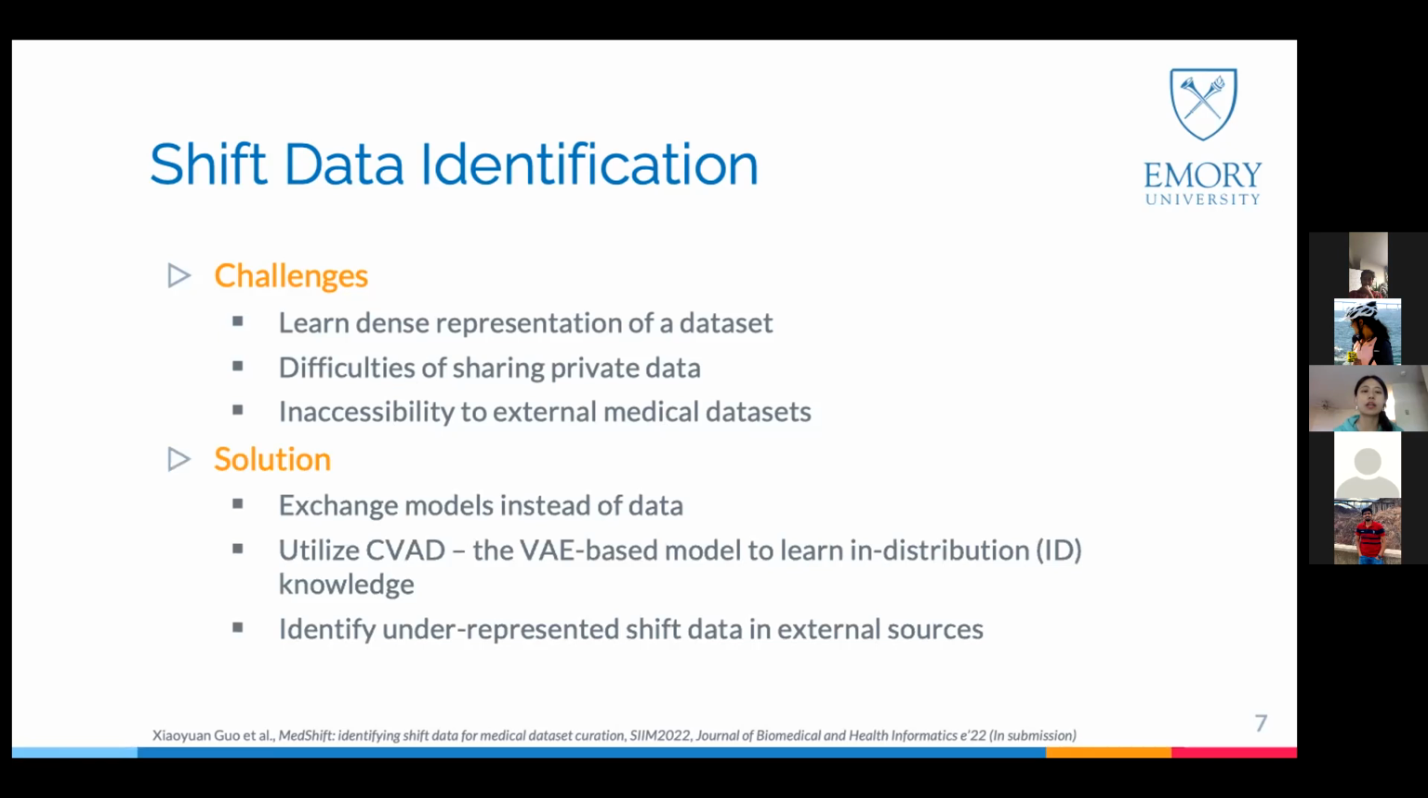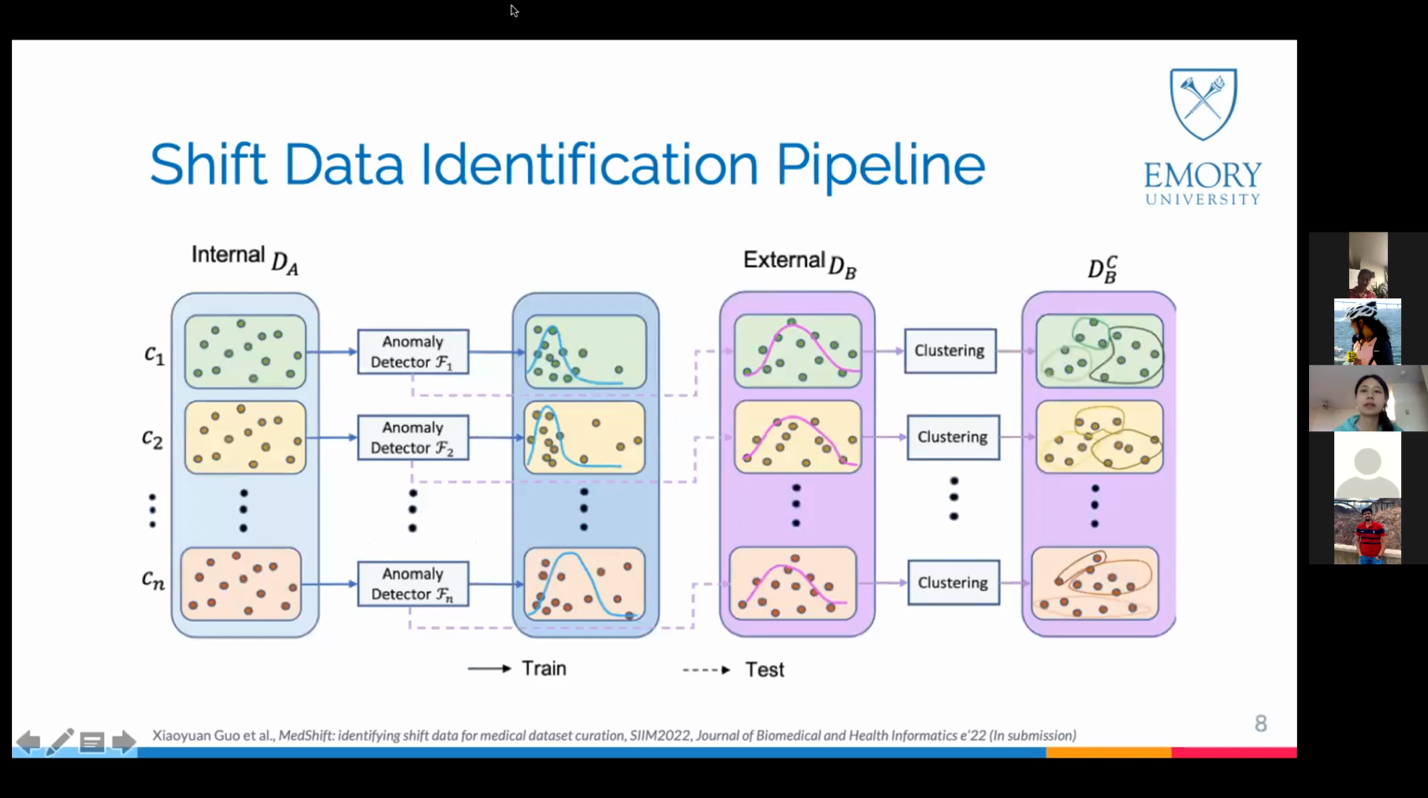So because we cannot access the data directly, we can exchange the models instead of exchanging the data. We want to utilize the CVD model, which is an anomaly detector we proposed before, and I will introduce the details later. With the anomaly detector we learn the in-distribution data of the internal data set, and then identify the underrepresented shift data in the external sources. The model will be trained only on the internal data set, and then we will share the model to the external sources. So this is the pipeline.